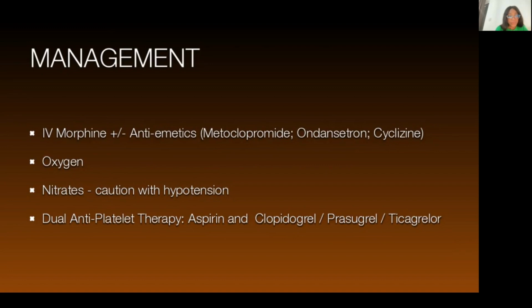Dual antiplatelet therapy is a must, okay? That's a given. So you have to give them aspirin, loading dose of 300 milligrams, and then they continue on a maintenance dose of 75 milligrams. And dual antiplatelet therapy. So aspirin is a given, and then you have to give either clopidogrel or prasugrel or ticagrelor, okay? Depending on the patients and any comorbidities they may have or contraindications, okay?